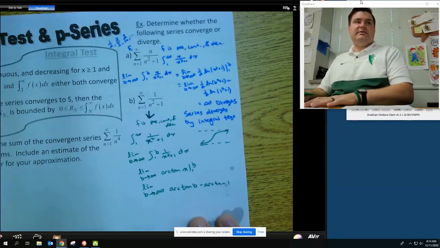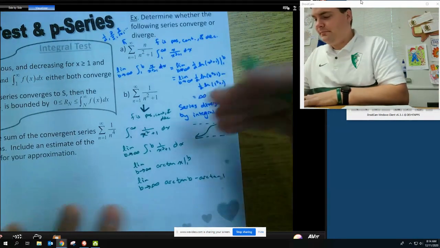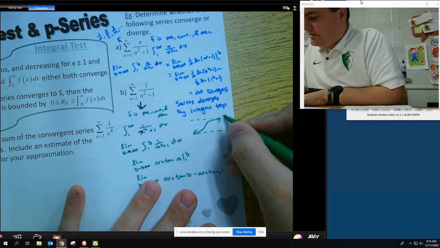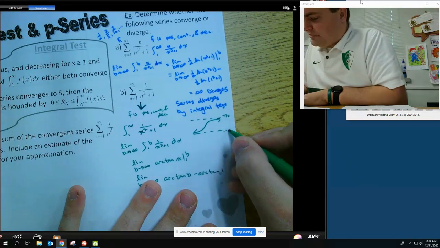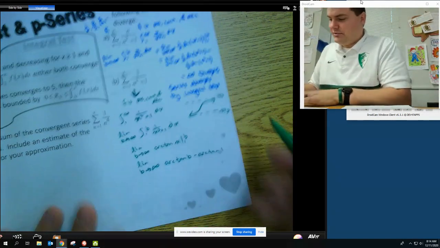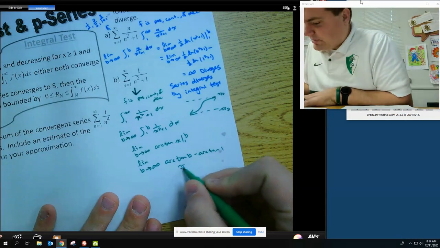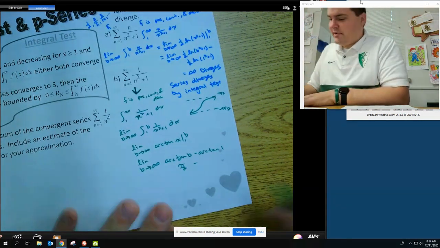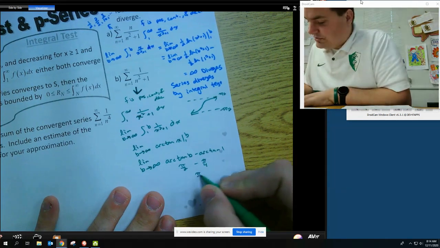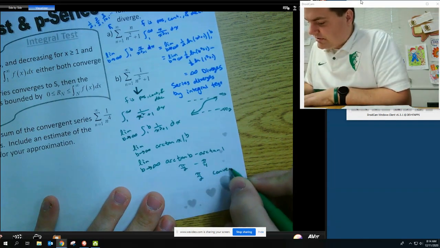It's got two horizontal asymptotes, at pi over 2 and negative pi over 2. So as we go out to infinity, we get closer and closer to pi over 2. Arctan of 1 is just going to be pi over 4. So this is going to equal an answer of pi over 2, so this converges.